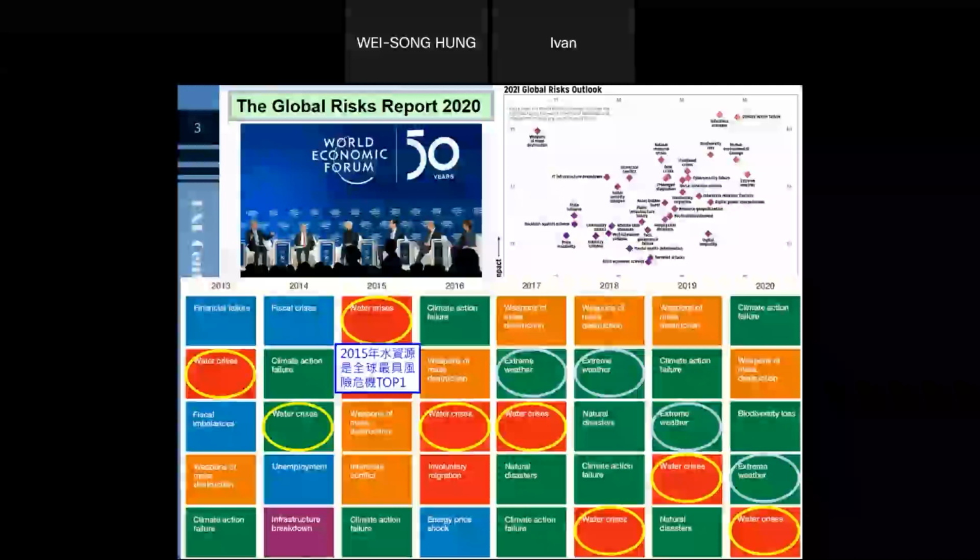Then, according to the report of the World Economic Forum, it points out the effect of weather problems. People are facing the challenge of safe drinking water, and it is an issue we must pay attention to. Here we show the global top 5 challenges each year. The water problem is always on the list. In 2050, the water problem is the top 1 challenge.